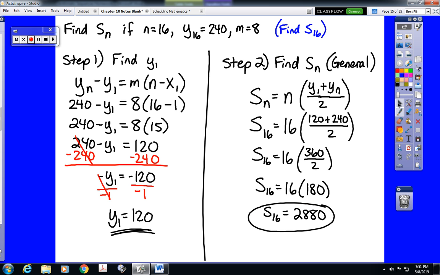Our next video will explore sigma notation as it applies to arithmetic sequences.